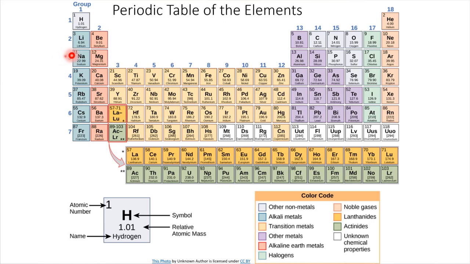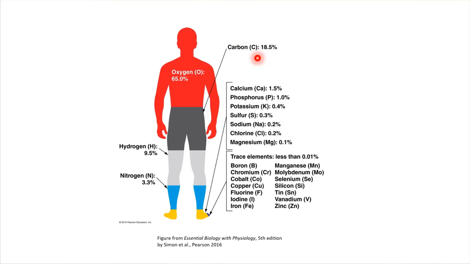For example, sodium, calcium, potassium, let's see what else over in this area. We've got chlorine, phosphorus, definitely that's in DNA. So we're going to be kind of jumping around in terms of where we're at on the periodic table. Let's just take a look at the breakdown in the human body.